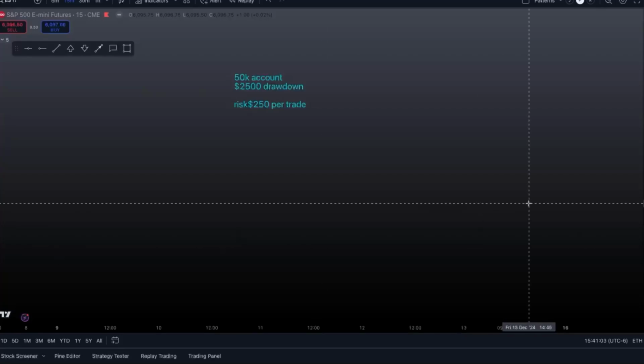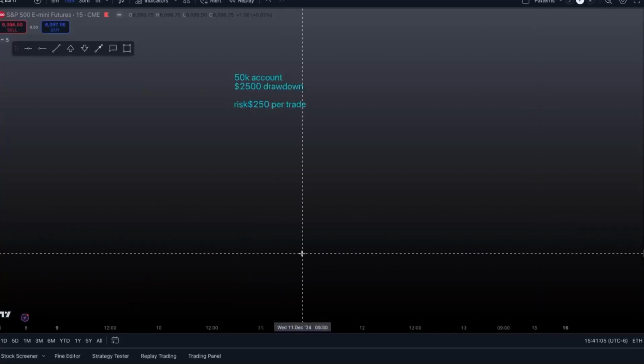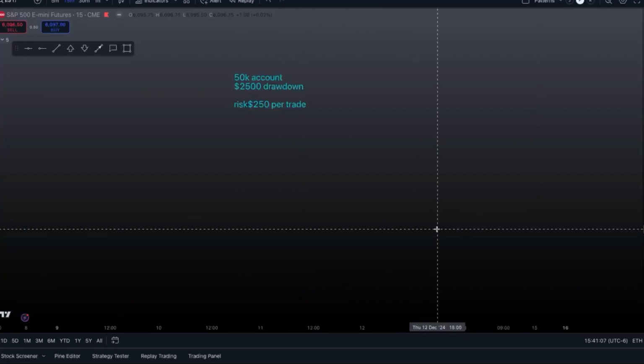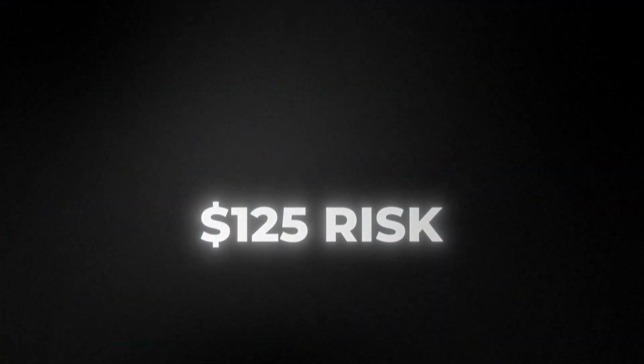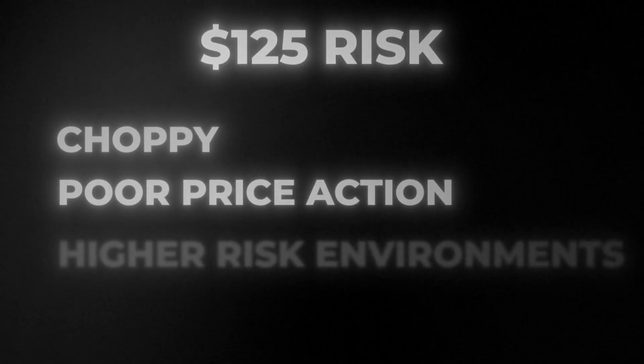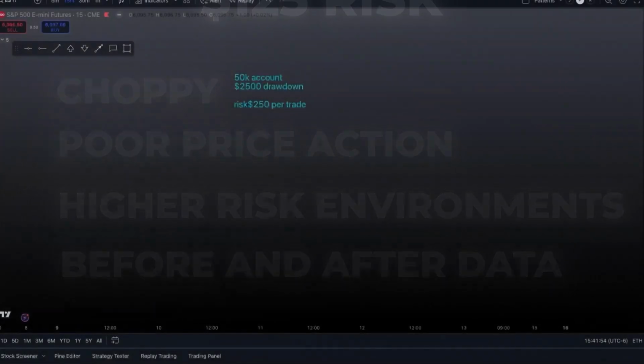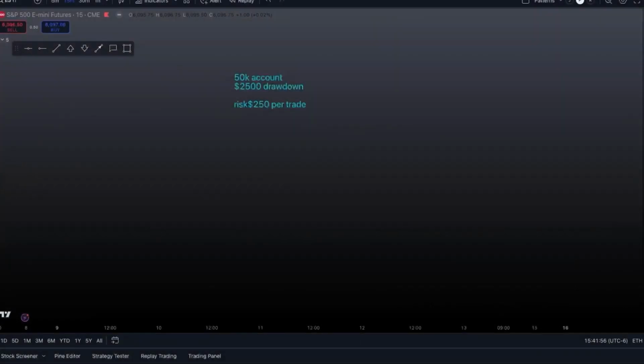Now, how do you know how to grade the setups? In order to do this, you need to be tracking and journaling, reviewing your trades so that you know which setups have the best expected win rate and what variables in the overall market context will allow you to size up on these trades. You also want to understand what environments you need to be sizing down on and using more of the $125 risk on, such as choppy, poor price action, high risk environments before and after data, and we'll talk about some of these things later on in the video as well.